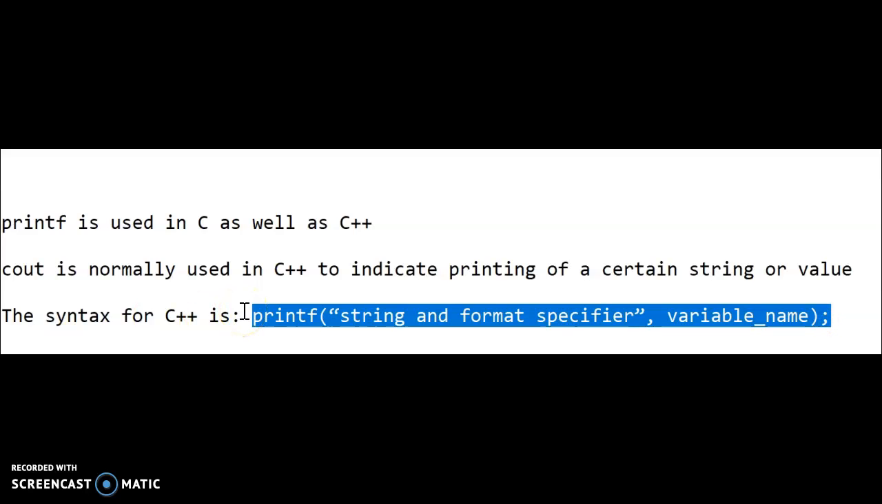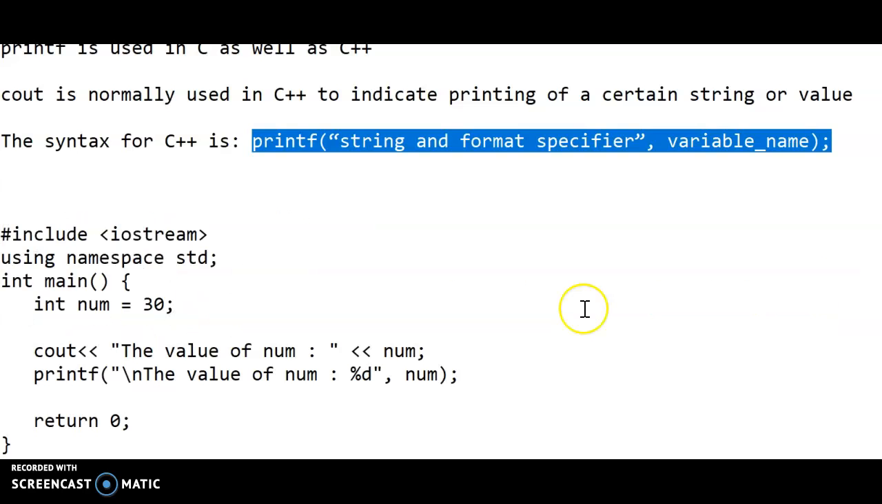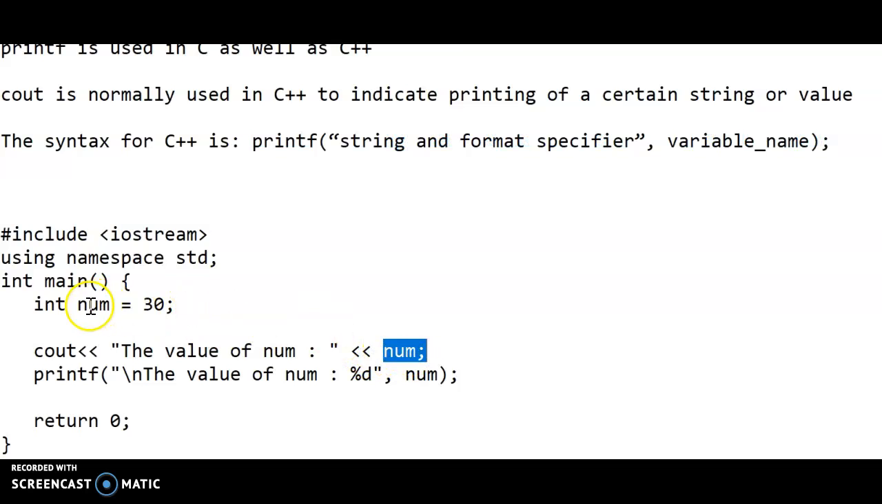We will look into a very simple program. If you look into this C++ program, it's a very simple one with the main having declared a variable with the data type integer, num equals 30. So when we use cout, the value of num, we are basically calling num, which is declared here, and then we have printf, the value of num.